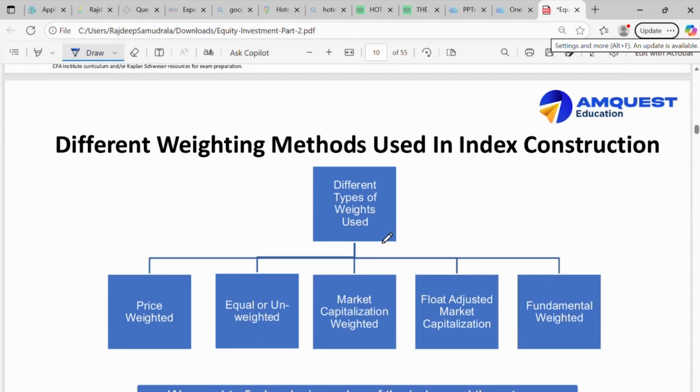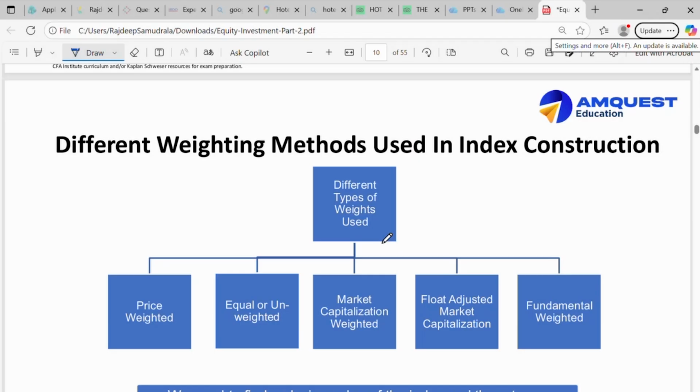Clear? Now, there are different weighting methods for index construction. You can do it based on price weight, equal weight, unweighted. You can do it based on market capitalization. You can also adjust it based on the float. I'll come to that. But I can add or remove stocks and give them a certain weight by looking at various factors. The most common ones are price weighted and market cap weighted.